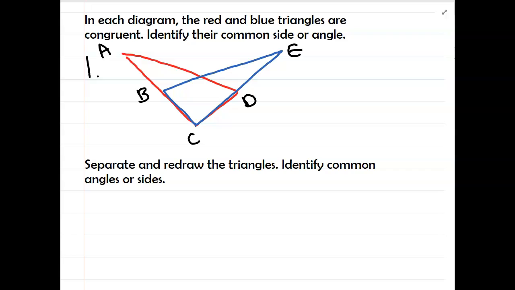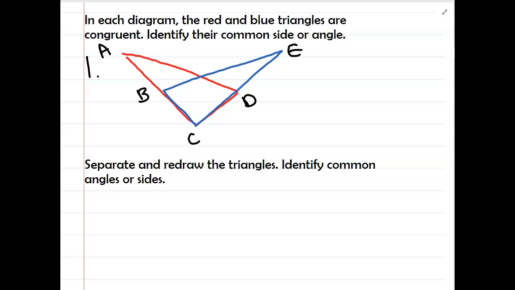So I really think that having those colors helps. What we're looking for is if they have any common angles or any common sides. So what you have to do is look at each triangle individually. If you look at just the red triangle, if they had a common side, you would see a blue line right over top of the entire red line. And it does share part of it, but not all of it. There are no common sides.